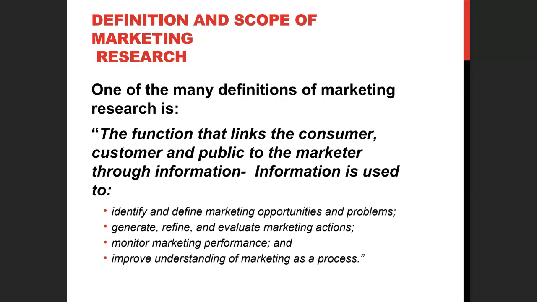In this case now, we need to look at the definition and scope of marketing research. One of many definitions, which basically means there are many definitions. You will need to also read your prescribed text to see the prescribed definition, which I think should be on the following slide. Marketing research is defined as the function that links the consumer, customer, and public to the marketer through information. And in this case, information is used to identify and define marketing opportunities and problems, to generate, refine, and evaluate marketing actions, to monitor marketing performance, and to improve understanding of marketing as a process. As a process, not as a task.